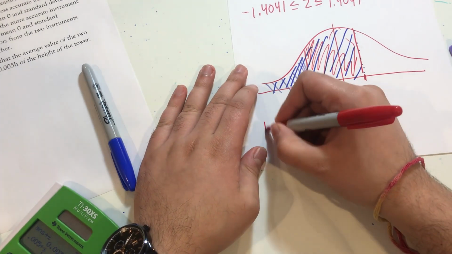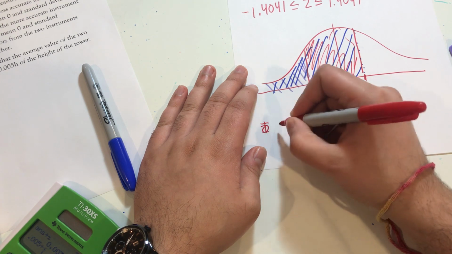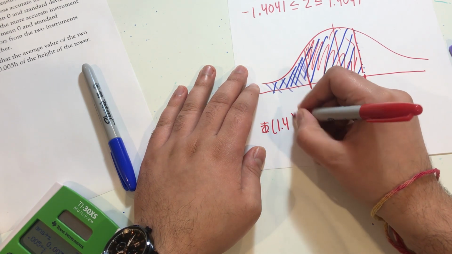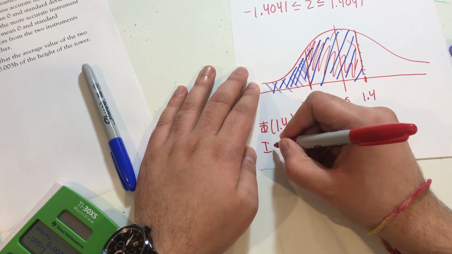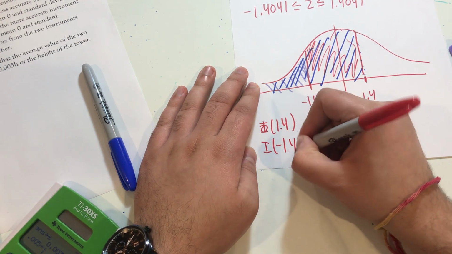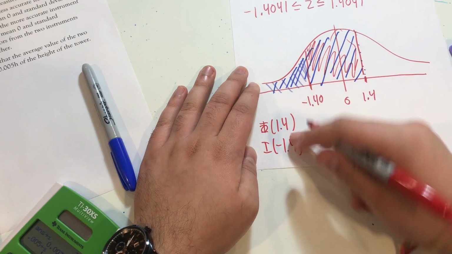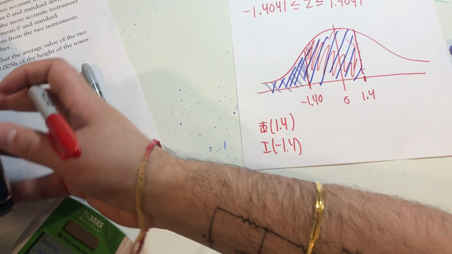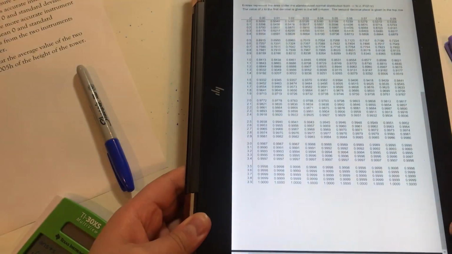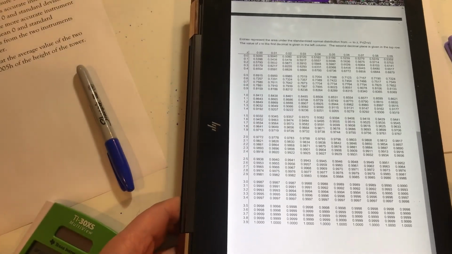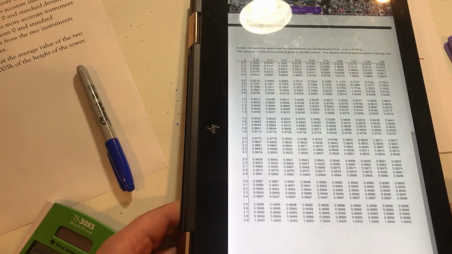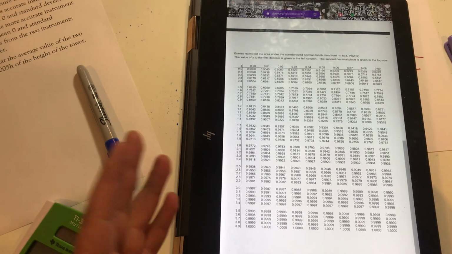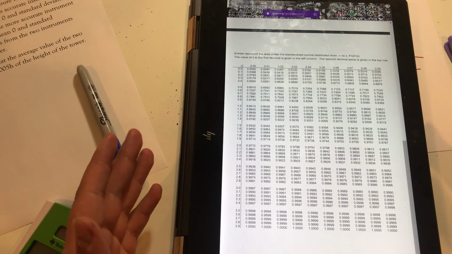We need to find phi of 1.4 and then phi of negative 1.4. So phi of 1.4, pretty easy to get. I don't actually have the table printed out, I just pulled it up on my computer. I'll have a link to this in the description. However, if you just look up ExamP normal table, it should be the first link.